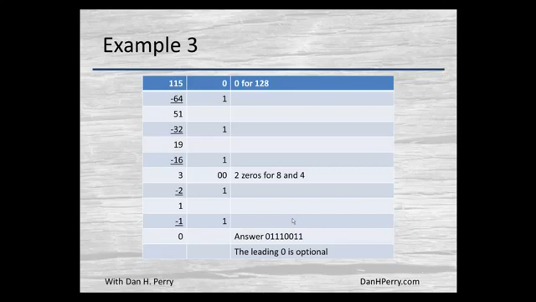Well, that will not go into either the 8 or the 4, so we bring down 2 zeros. It will go into 2, so we bring down a 1 there, subtract off the 2, giving us a 1 with the final 1 for the least significant bit. And we end up with an answer of 0, 1, 1, 1, 0, 0, 1, 1.